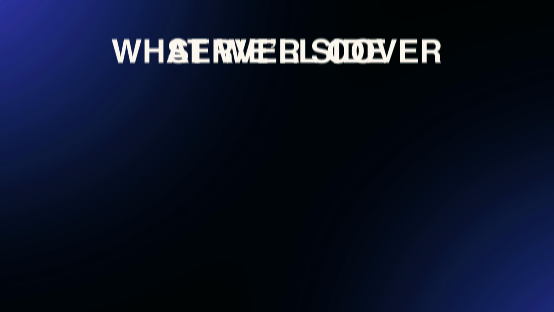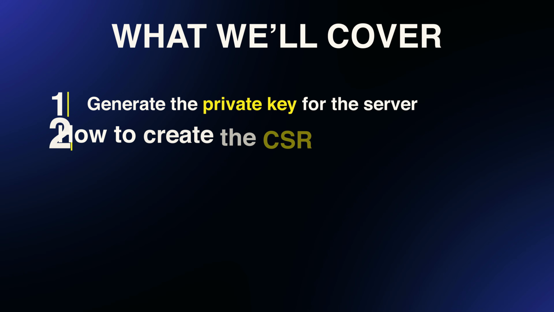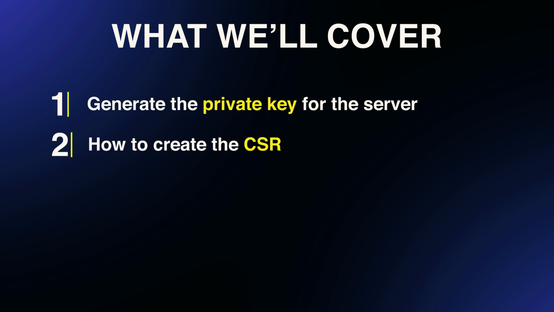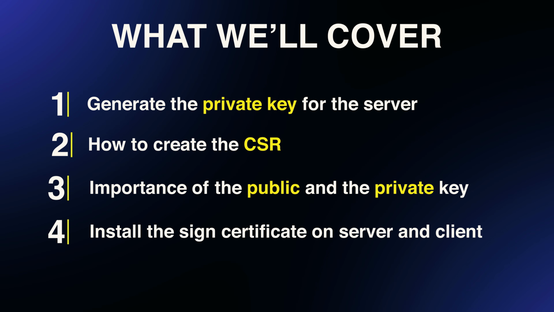In this video, which is part 2 of phase 1, we're shifting focus to the server side. So we're going to go through how to generate the private key for the server. We're also going to talk about how to create the CSR, which is certificate signing request. We'll talk about that in detail in a minute. We're also going to understand where the public and the private key come into play. We're also going to use our internal CA that we created in our last video to sign the CSR that we generate on the server side. And then finally, we're going to install the signed certificate on both the server and the client machine so that communication between them is secure and encrypted.